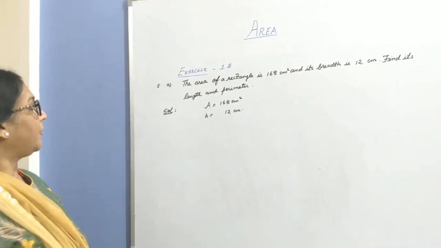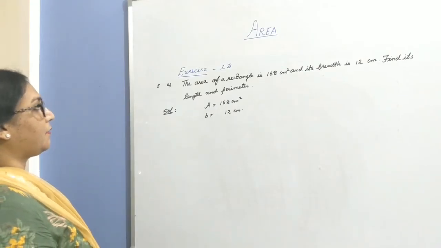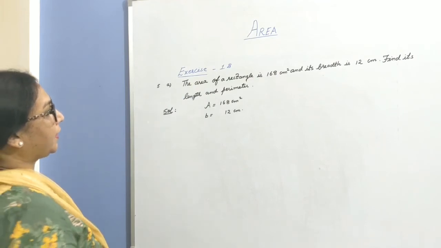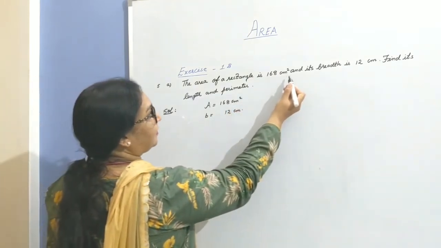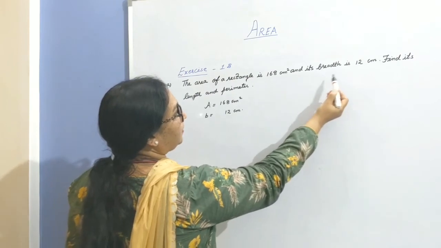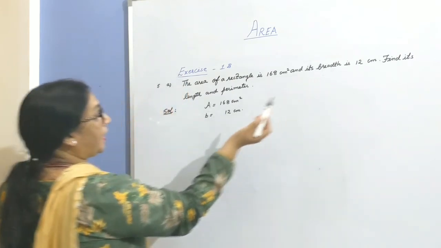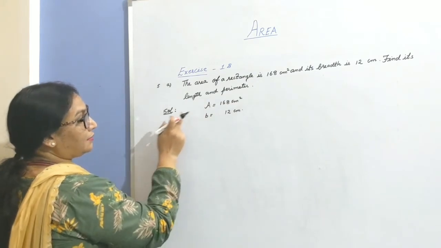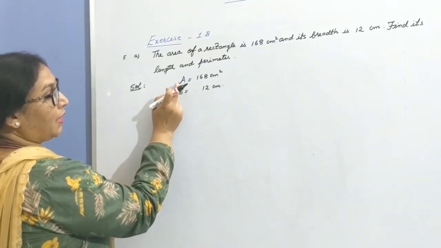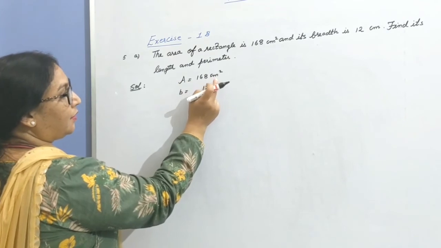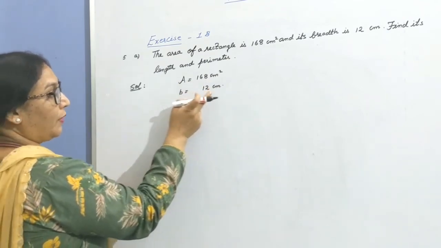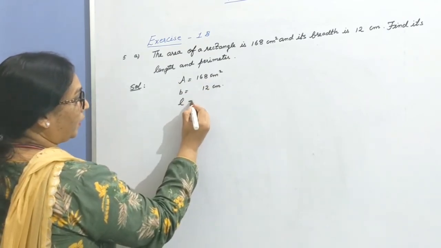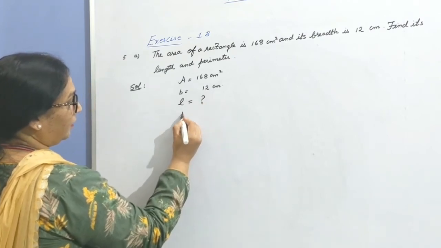Look at question number 5a part, children. Question number 5a is, the area of a rectangle is 168 centimeter square and its breadth is 12 centimeter. Find its length and perimeter. So what are the given parameters? Area equals to 168 centimeter square, breadth 12 centimeter. To calculate first length and then perimeter.